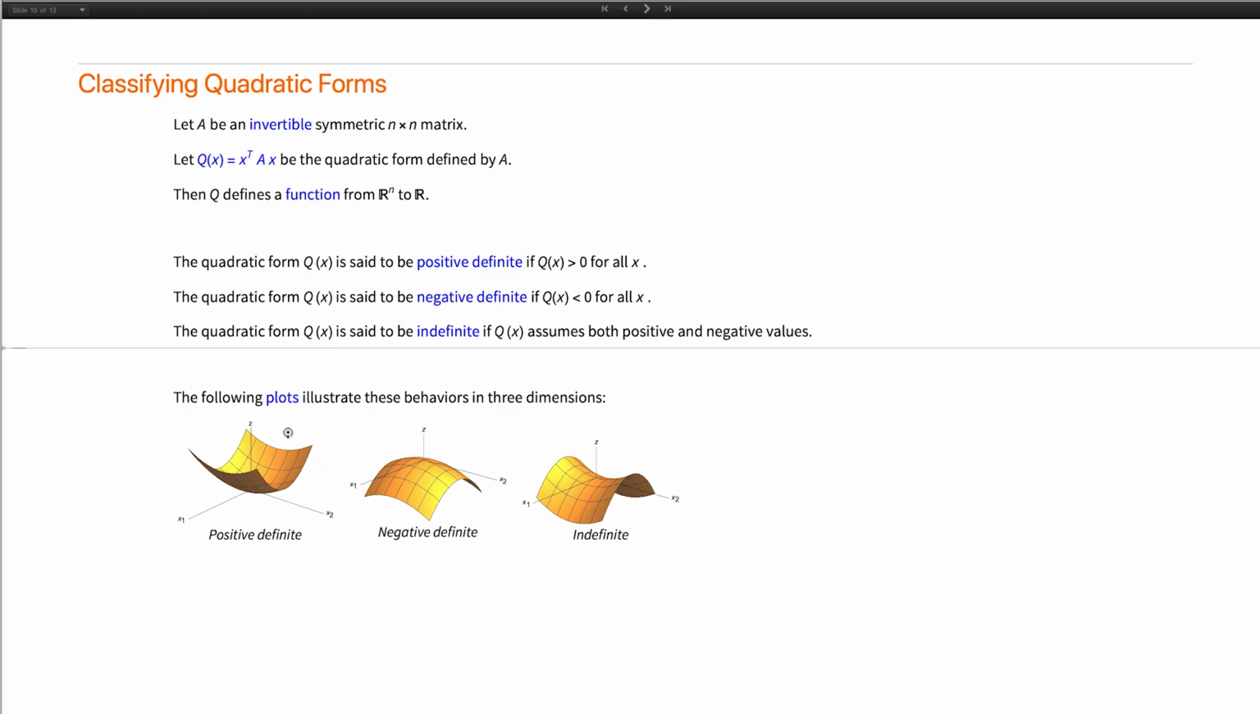So here's a nice picture for that. That's the positive definite case. All the values lie above the xy plane. Negative definite, they all lie below, and indefinite means that they lie both above and below, like a saddle shape.